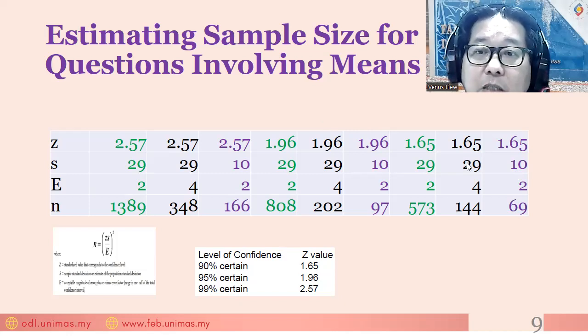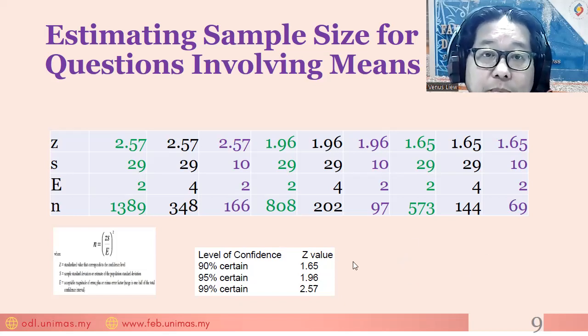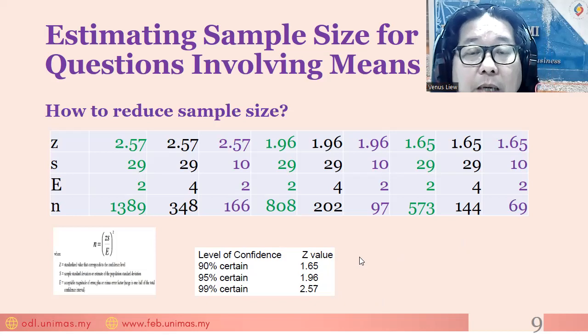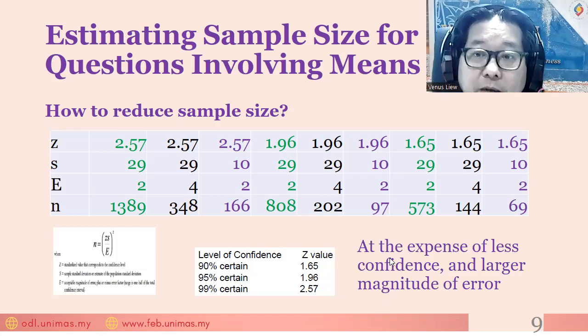If the standard deviation is 29 as compared to 10, there is more variety of expenditure, some extremely high, some extremely low. So in that case, to be representative of the population, you need a higher sample size. So how to reduce sample size when necessary? It is at the expense of less confidence and larger magnitude of error.